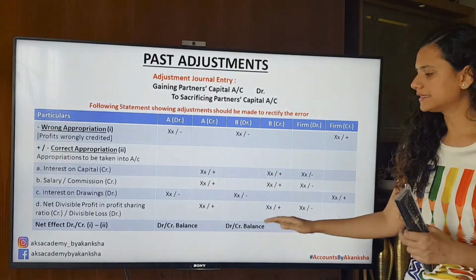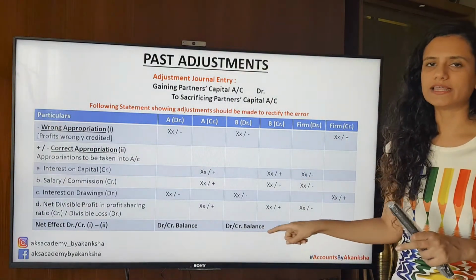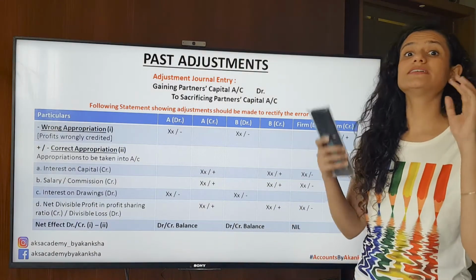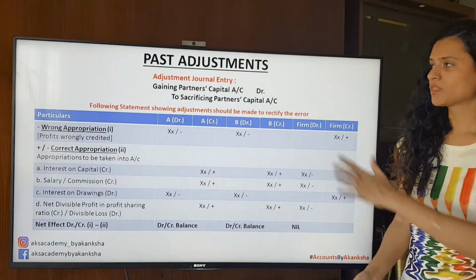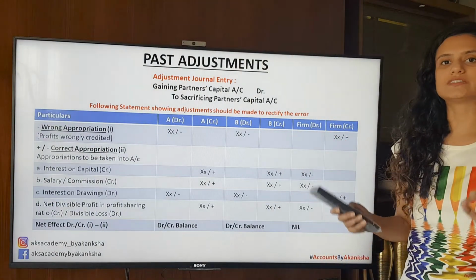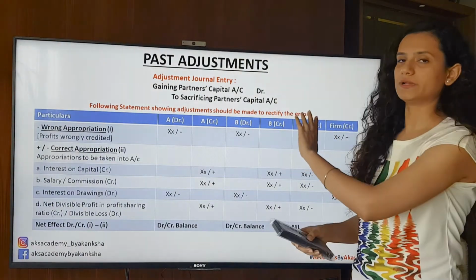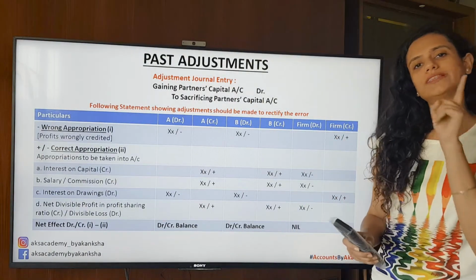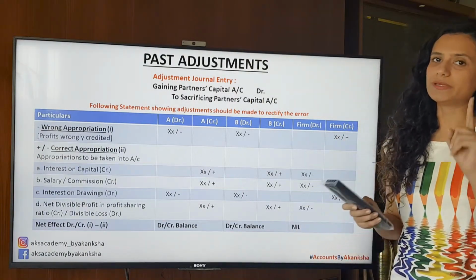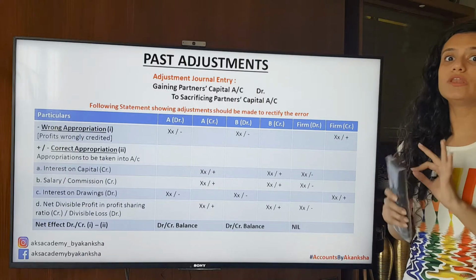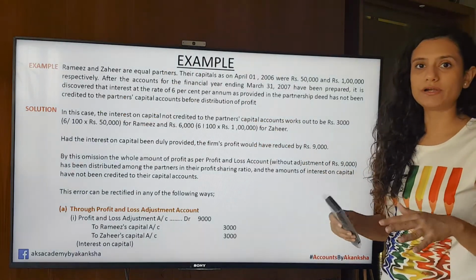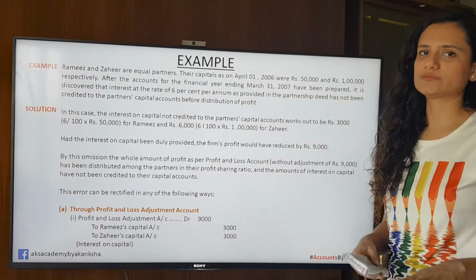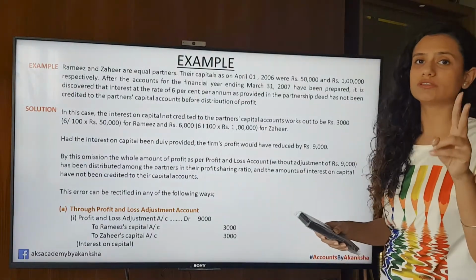And if any partner has a credit balance, that means that partner is a sacrificing partner, hence he needs to be credited. So this is the past adjustment table along with the adjustment entry if you're following the single entry method. That means only one entry will be passed. Now let's look at an example to understand past adjustments question, okay, with both the methods.